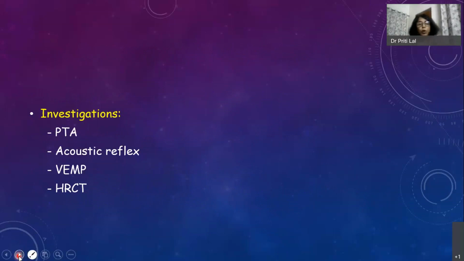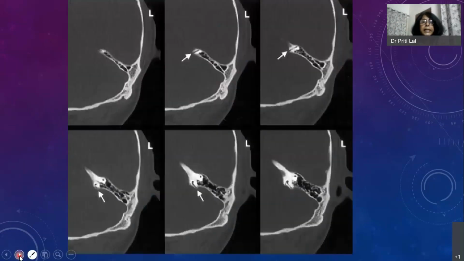When we do a pure tone audiometry for these patients, again, we get a conductive hearing loss, acoustic reflexes are present, and both cervical and ocular VEMPs show lower thresholds and higher amplitudes. The HRCT again helps us in clinching the diagnosis.